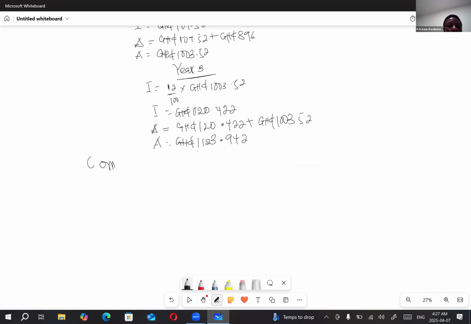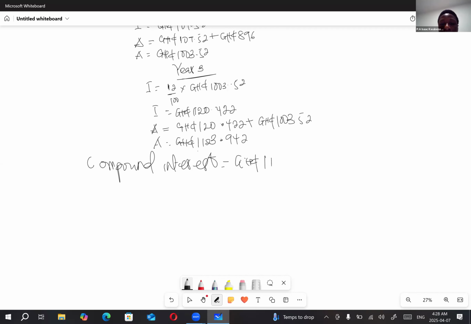This is not what we are doing today, so let's hurry up. Compound interest is the amount at the end of the third year minus the first principal.